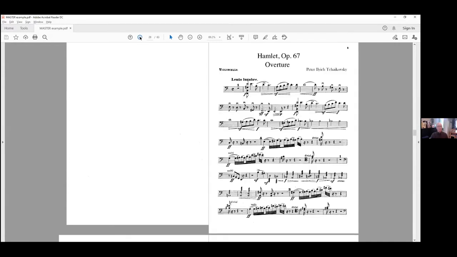The next example, I just had to go one work over on my Tchaikovsky shelf.